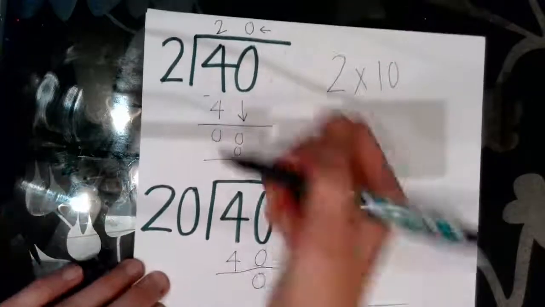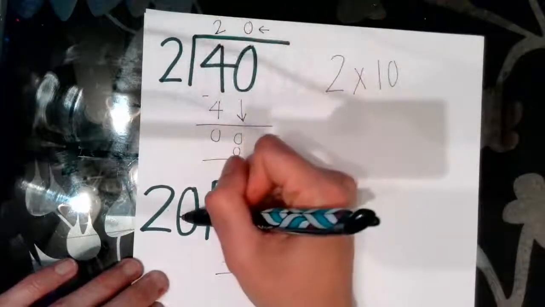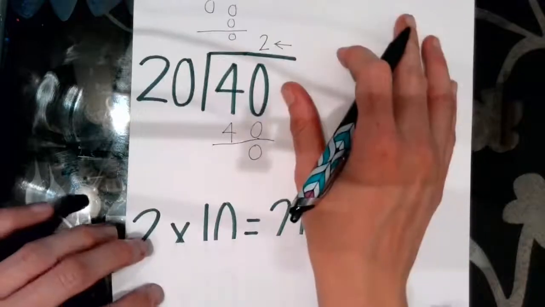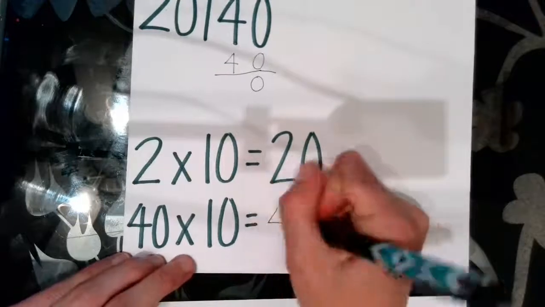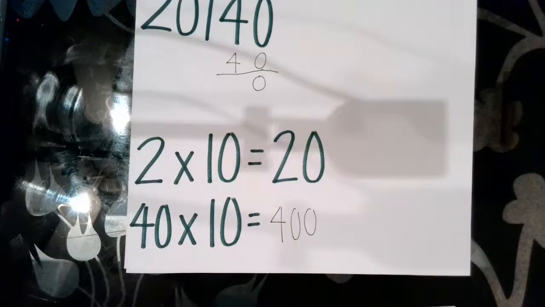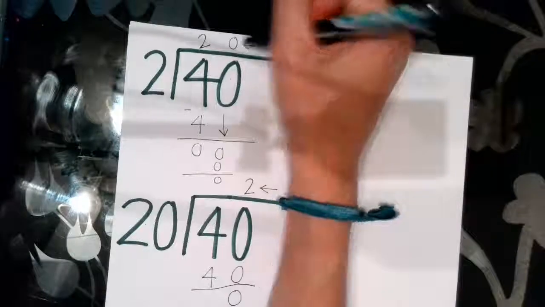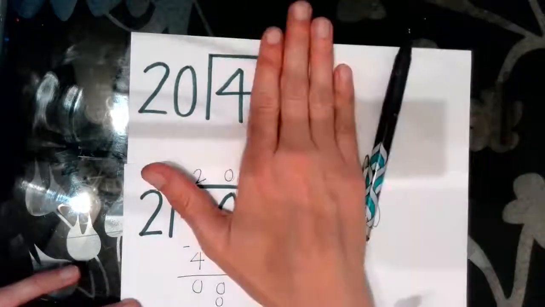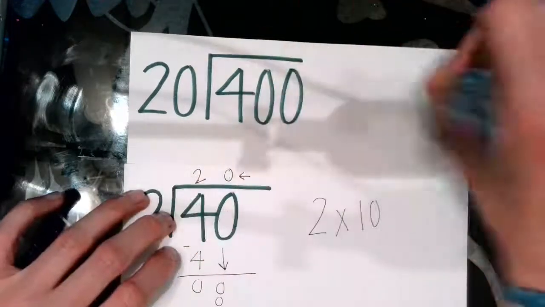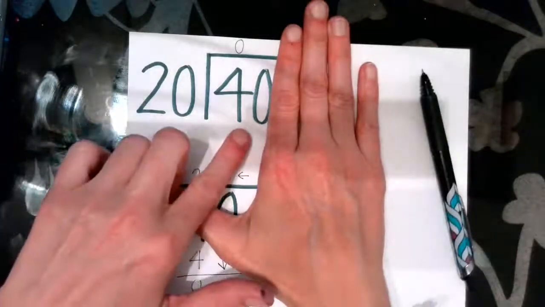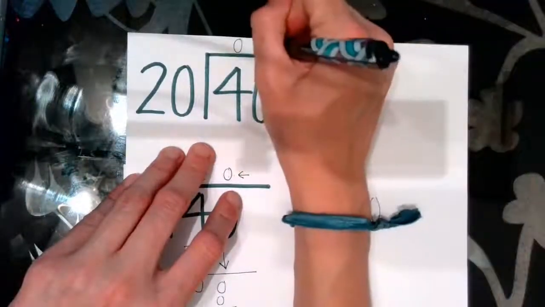So I'm thinking, because I multiplied the 2 by 10 to get 20, if I multiply the 40 by 10, I should get 400, and then hopefully I will end up with the same quotient or answer to my division problem as 20. So let's give it a try. I know that 20 cannot go into 4, so I'm going to put a 0. Now 20 goes into 40 2 times.